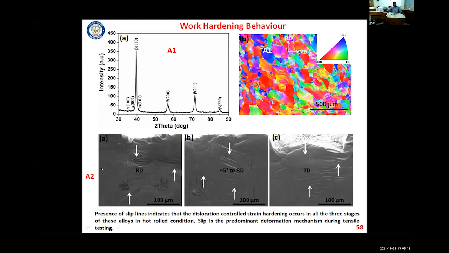But what we observed on the surface of the tensile test specimen is the presence of slip. This indicates that dislocation-controlled strain handling occurs in all three stages of the alloy in the aged condition, and slip is the predominant deformation mechanism during the tensile testing.